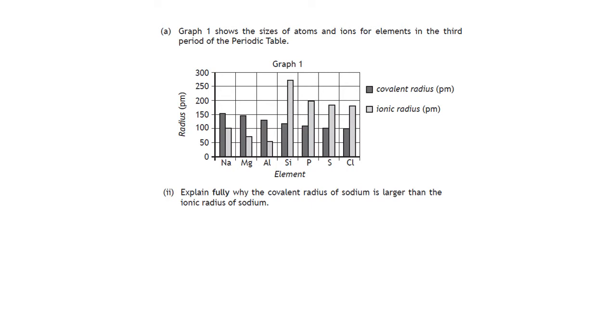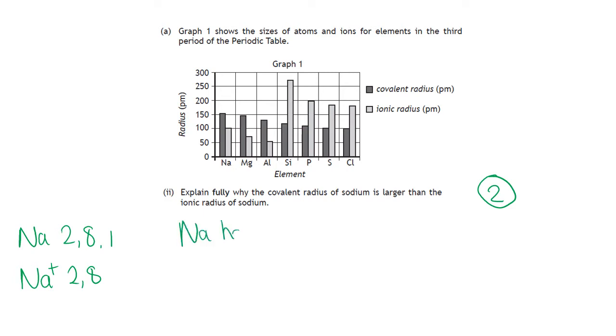Now, this is a 2 mark question, and this one is asking why the covalent radius of sodium is larger than the ionic radius for sodium. And the answer that the SQA wants is, firstly, they want an explanation. So sodium's electron arrangement is 2, 8, 1. Na plus is 2, 8. And it's talking about ionic radius. So what is different? So Na has more electron shells.